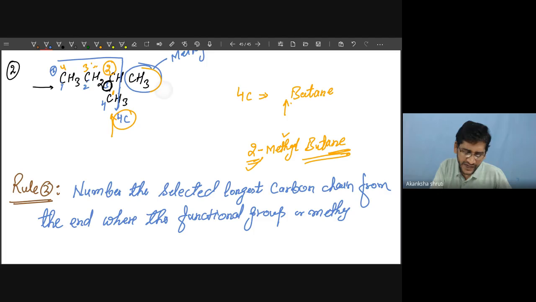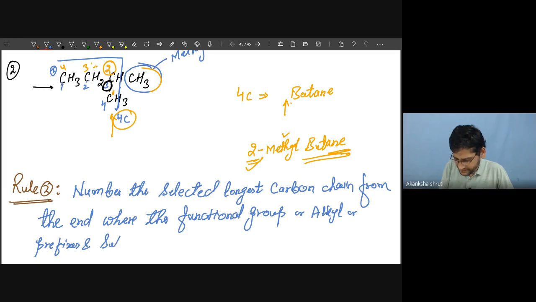In place of methyl, I shall use alkyl group, alkyl, or the simple term is prefixes and suffixes gets lowest number.